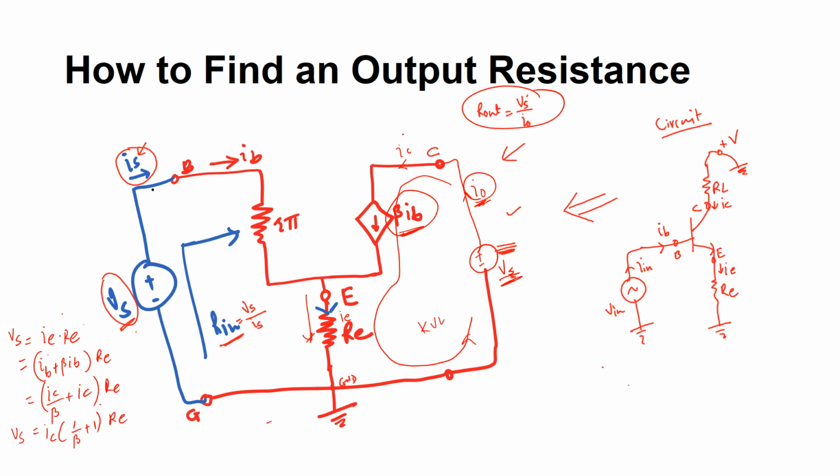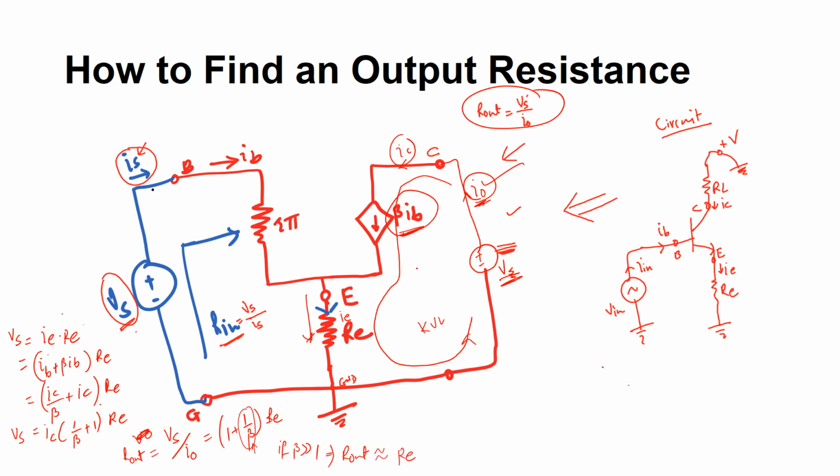Now, your IC is nothing but your output current IO, or IO is equal to IC. Therefore, you can replace the IC with IO and take the ratio. So this will be VS divided by IO, which is your R out, and that is equal to 1 plus 1 over beta, times RE. So if beta is very much greater than 1, then this term is neglected, and your R out is essentially approximately equal to RE.